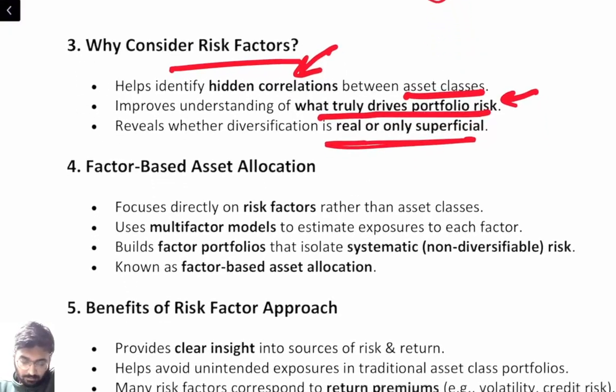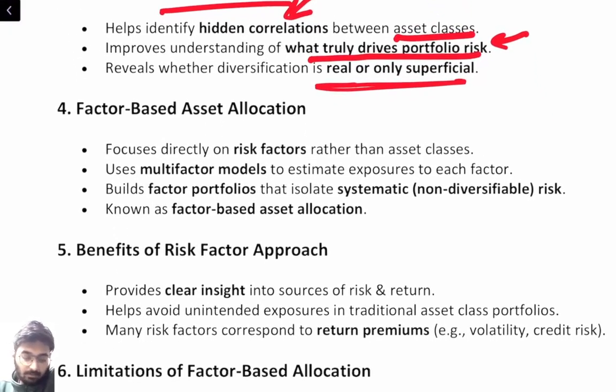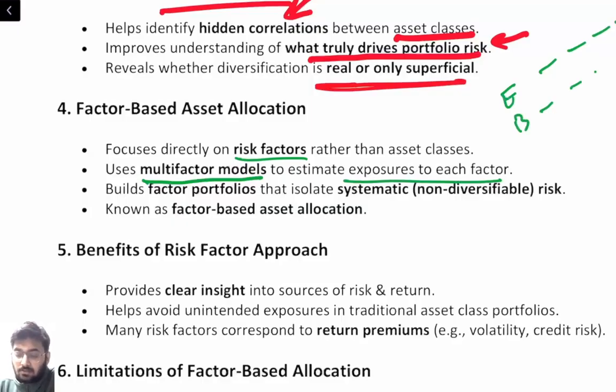Clear? Then factor based asset allocation focuses directly on the risk factors rather than the asset class. It uses multi-factor models to examine the exposure to each factor, like for equity, what factors it is going to impact, for bonds, what factors it is going to impact. So what I'm doing is trying to understand all of those factors which are actually impacting my portfolio. Clear? So we have studied the APT models. Like this we will create multi-factor models. Clear?